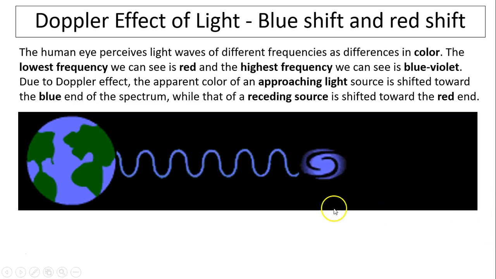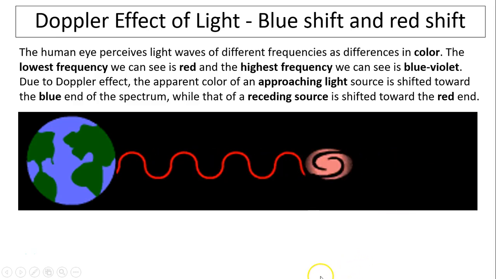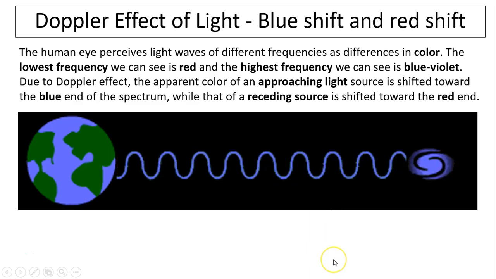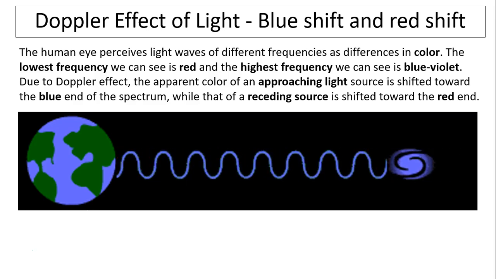So here is approaching you, blue, and moving away, red. It's called blue shift and red shift. That's how we know the universe is expanding, due to the red shift of stars.